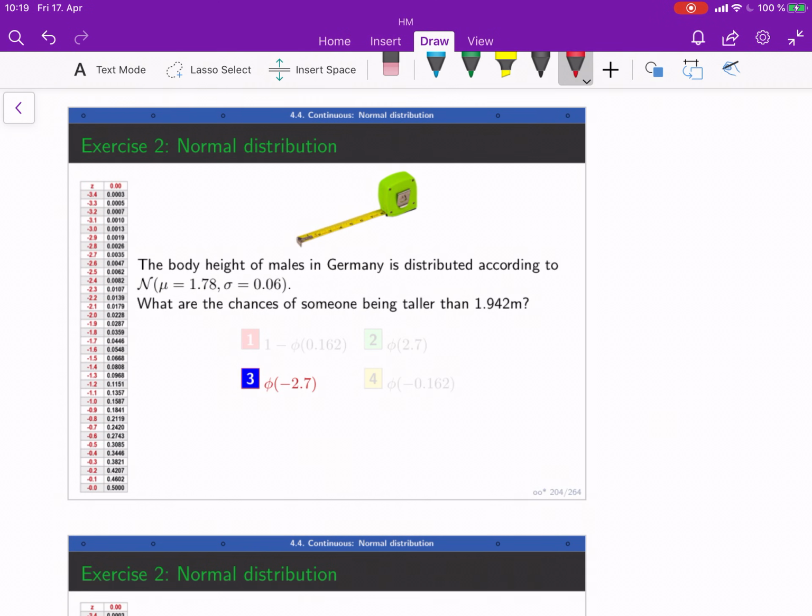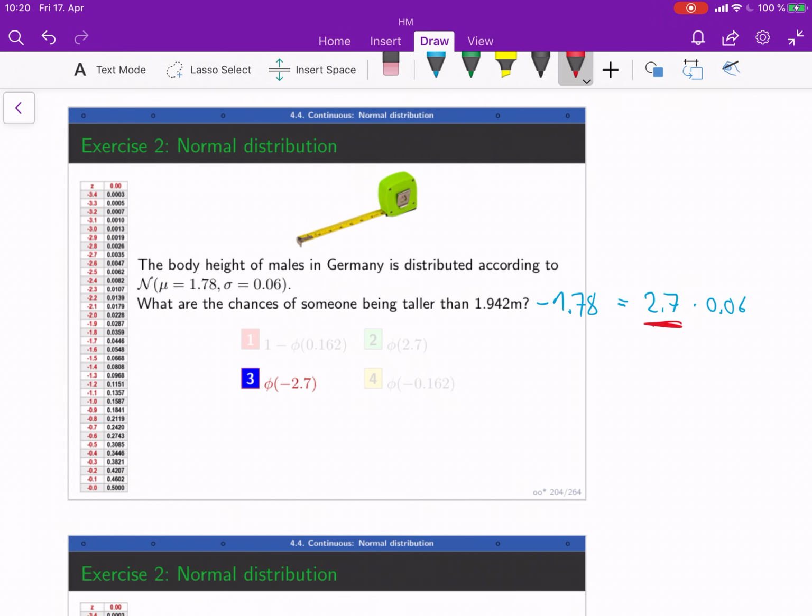Exactly this one here. So obviously the other answers I've given are all trying to trick you. Basically you look at the difference, the 1 meter 94.2 minus the 178, that is 2.7 times the 0.06. Yeah, that's what I need to calculate.